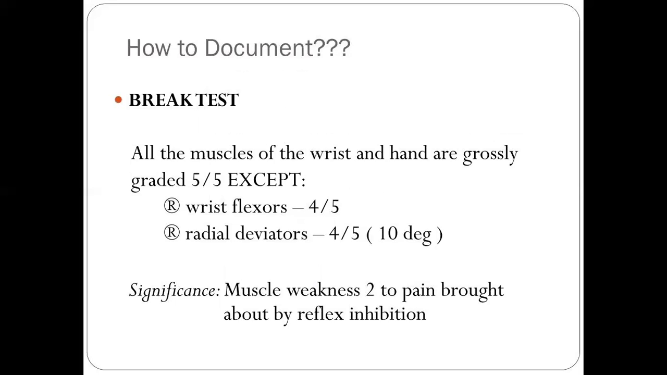Break test. All the muscles of the wrist and hand are grossly graded 5 by 5 except wrist flexors 4 by 5, radial deviators 4 by 5, which means 10 degrees. Significance: muscle weakness due to pain brought about by the reflex inhibition.